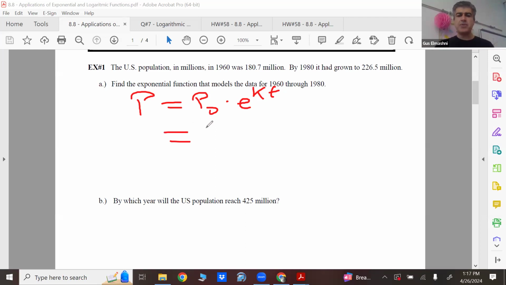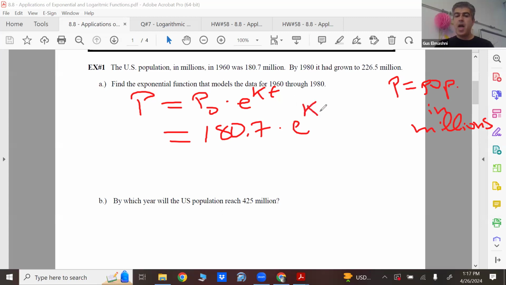So what was the initial population? 180.7. And I'll let P equal the population in millions. So I don't want to put all the zeros because that's kind of a pain. So we'll assume that we're doing this in terms of millions. Do I know K? No. How many years is passing by? From 60 to 80? 20. And what's the population after 20 years?